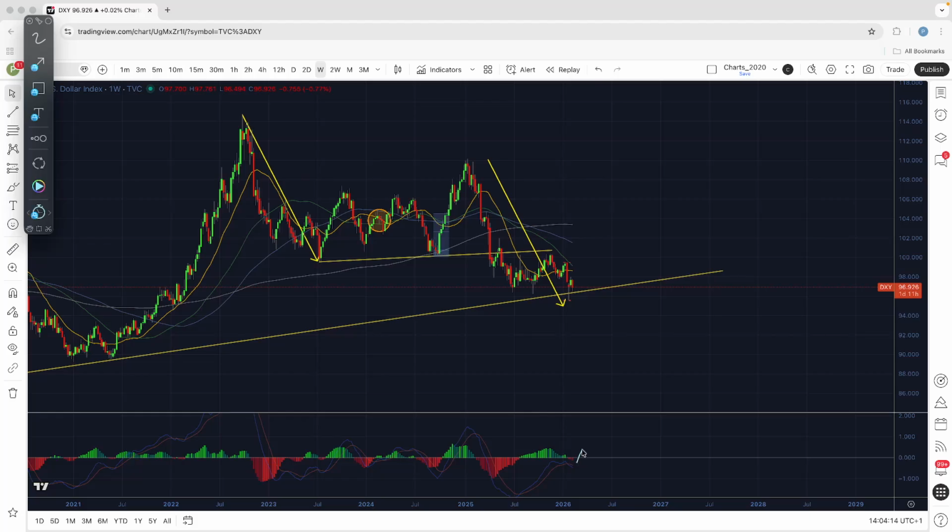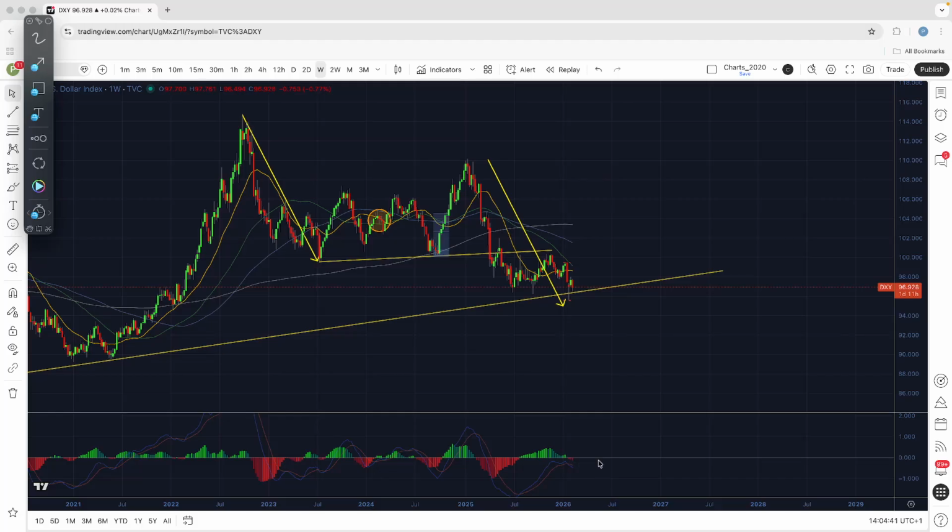So then the divergence will be confirmed, because this red momentum can grow. The red histogram on the negative side can grow much longer, right? Much deeper, and continue, right? And if it does come to here, let's say this divergence is going to disappear. This is going to grow, and this divergence is going to disappear.